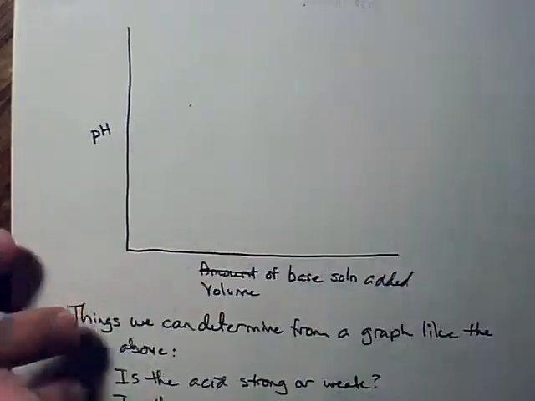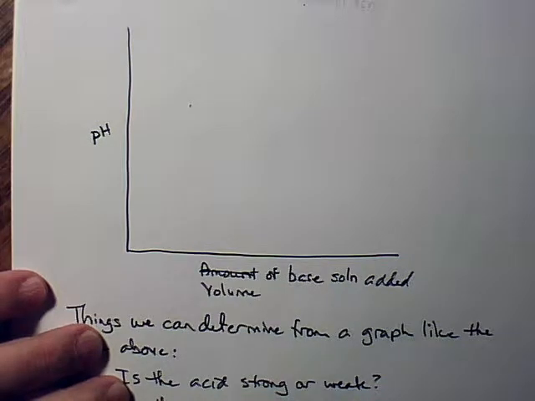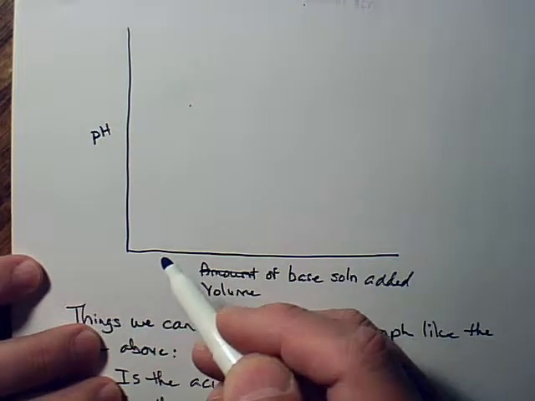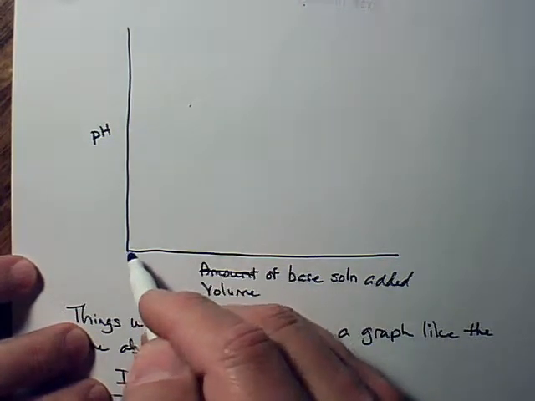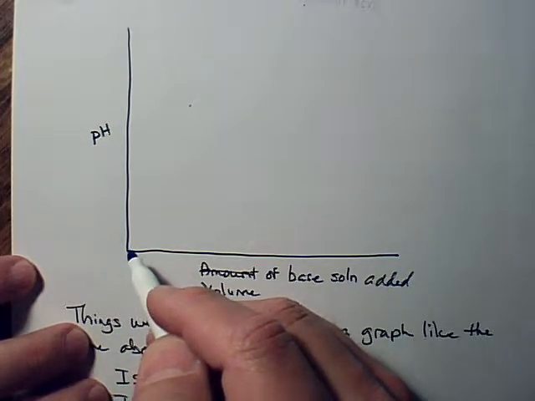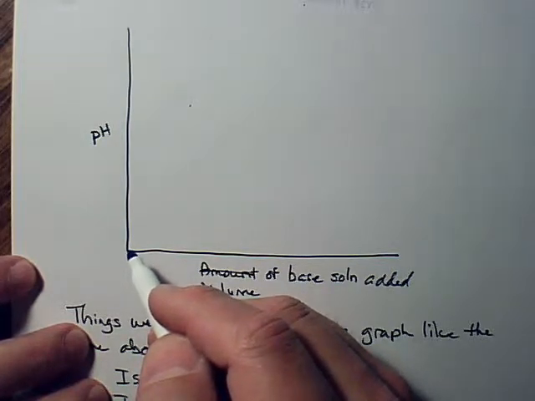Now, this is a generalization. Not every strong acid looks exactly the same. So you have to use some good judgment. Okay? This is where creativity comes into play. A strong acid, let's start with a strong monoprotic acid. Strong monoprotic acid. Write it down. Strong monoprotic acid.